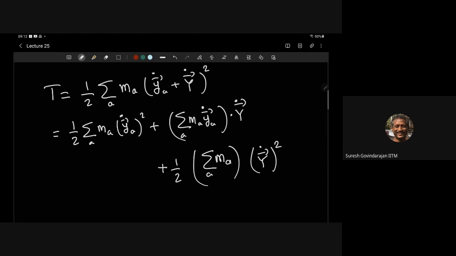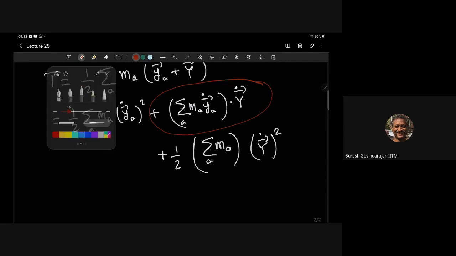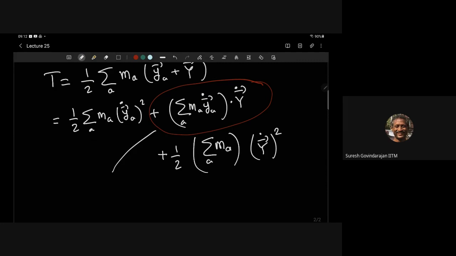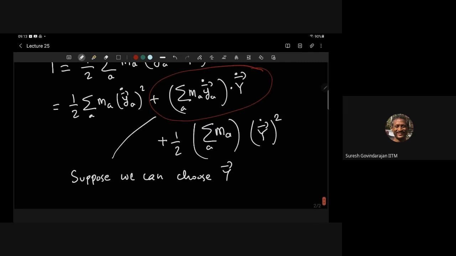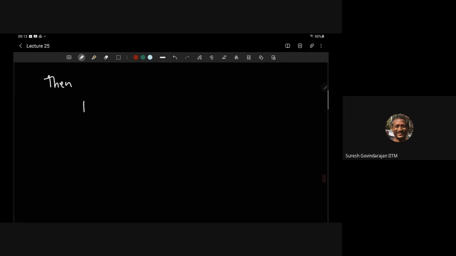Okay. Anything else? Okay. So now the point here is that if we were able to do something, I'll just say what we want to do, and then we'll take it from there. Okay. So let's do this. Consider this term. Suppose we can choose Y such that this term vanishes. Then we see something interesting. This T then becomes just a sum of two terms.